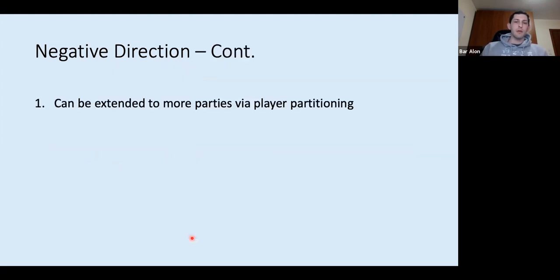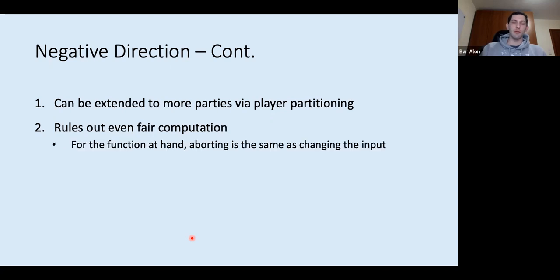So this was only for 3 parties. Like I said before, we can use these results on 3 parties to extend it to more parties using something called the player partitioning argument. I will not go into it, but it's a common technique. In fact, this argument even rules out something called fair computation. Fairness means that if one party learns the output, everyone learns the output.